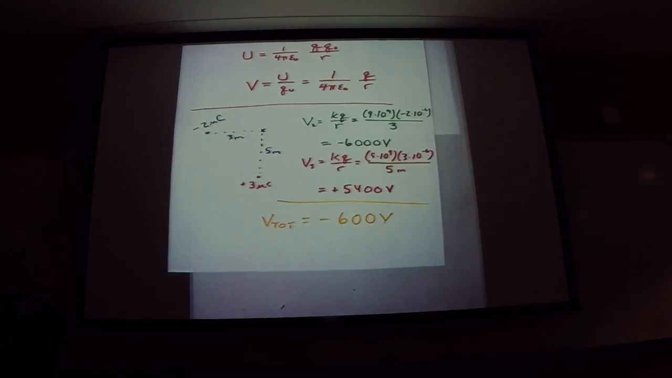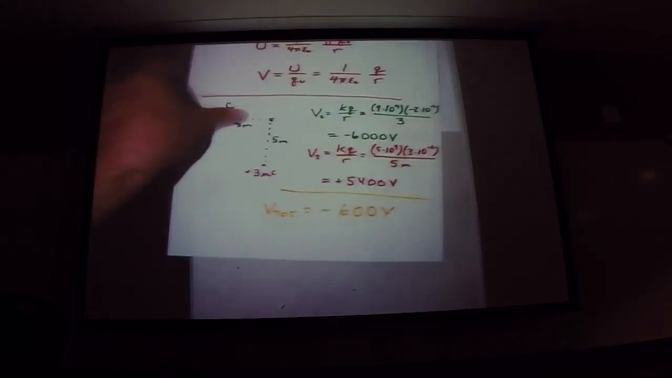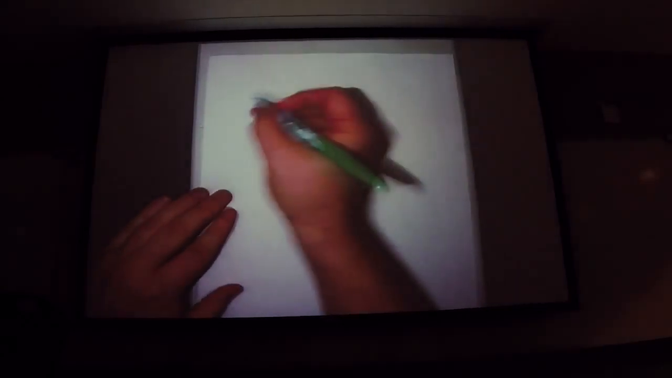Now let's go back to our map of the electric field. Our old dipole map of the electric field.